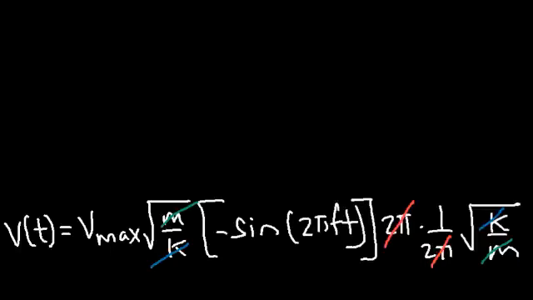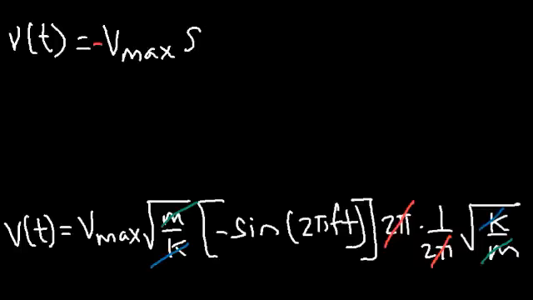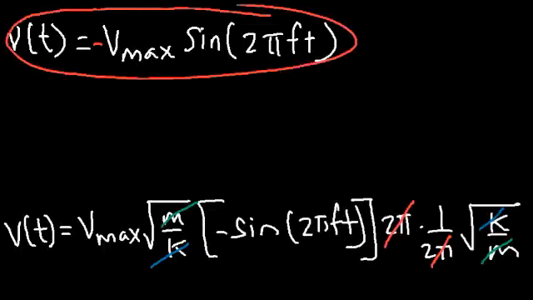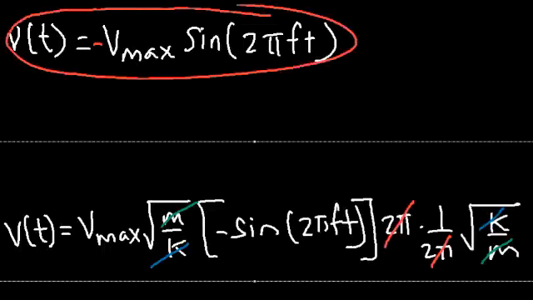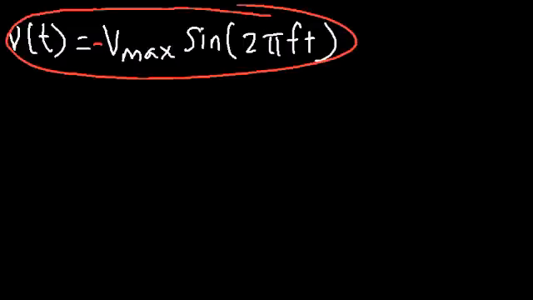So here it is. The instantaneous velocity is equal to the maximum velocity. Let's put the negative in front. So negative Vmax times sine 2 pi ft. And that's it. So make sure that you add this to the list of equations that you need to know. Now, instead of writing Vmax, some textbooks will use the symbol V0, but it's the same thing. It's the maximum velocity.